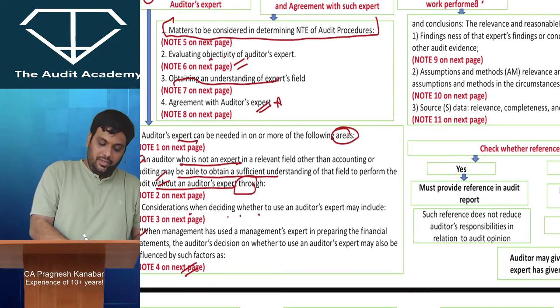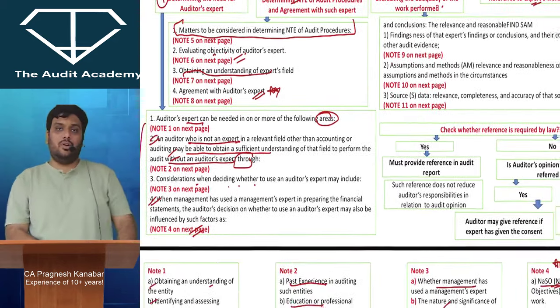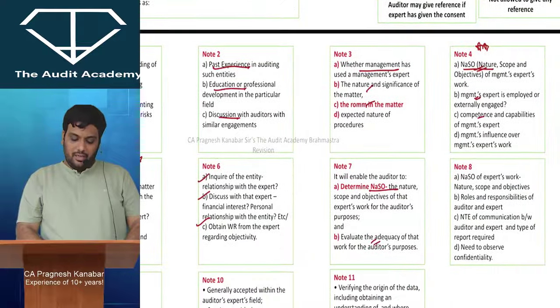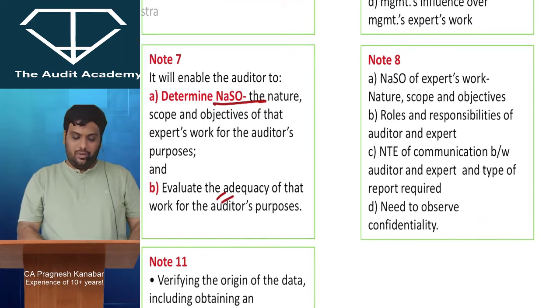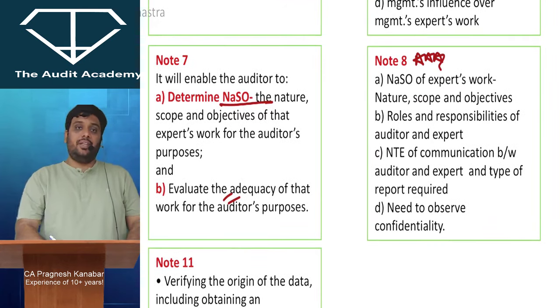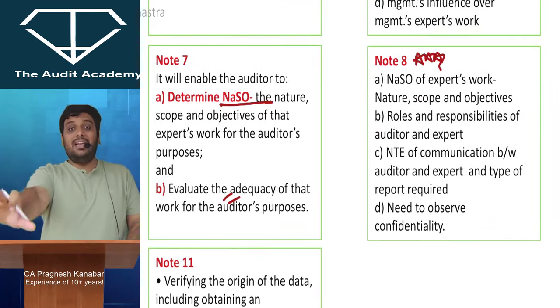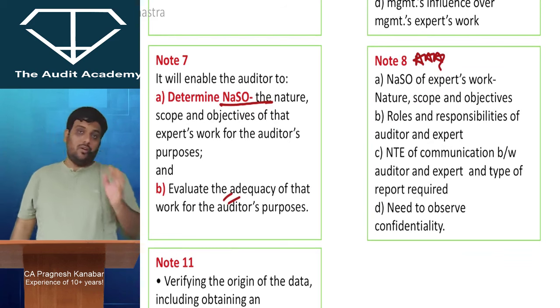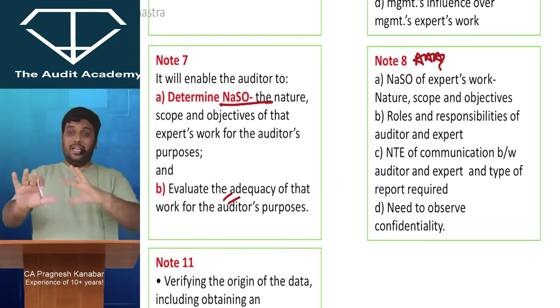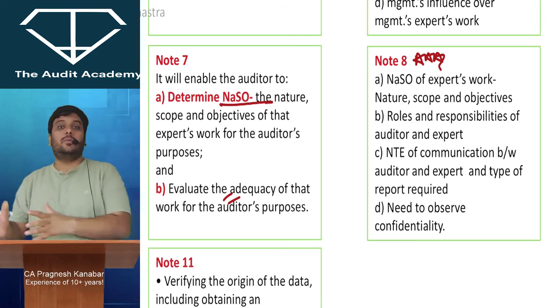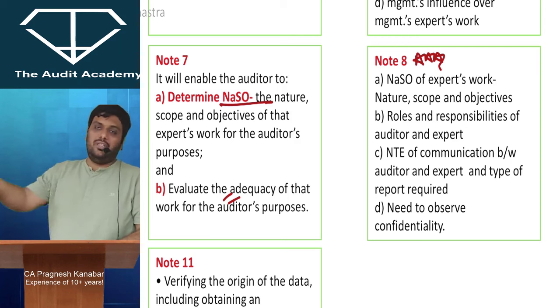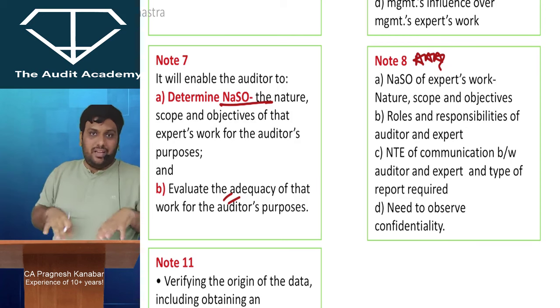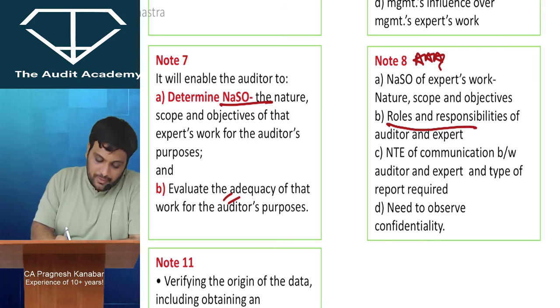Now, the next very repeatedly asked question is the agreement with the auditor's expert. I am going to sign an agreement with that auditor's expert. What are the points that I am going to cover in that agreement? I want that expert to be very clear about his NSO, the nature, scope and objective of the work. I want that expert to be very clear about what roles and responsibilities he has and what roles and responsibilities I will have. So roles and responsibilities should be very clear.